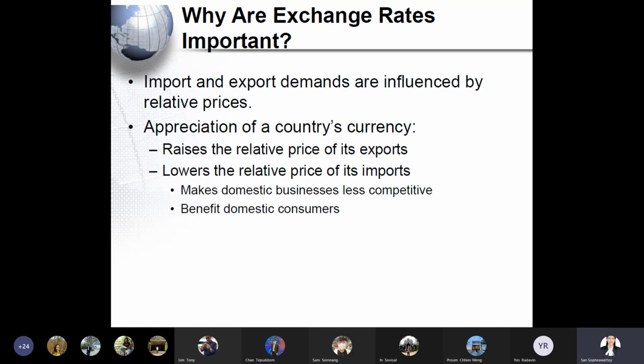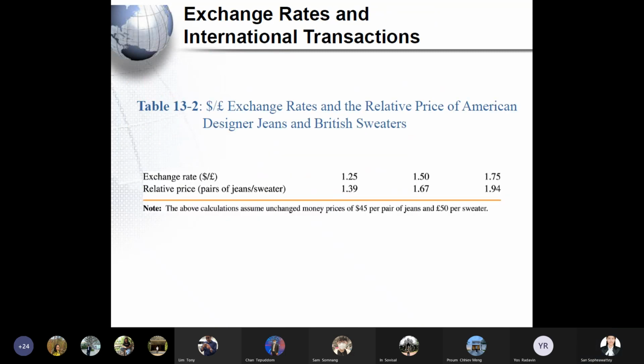exchange rate is appreciated against other currencies, as you can see, and it can answer the question of why the US enjoys a lot of imports, and the US actually imports a lot from other countries. So this is just the exchange rate in international transactions.